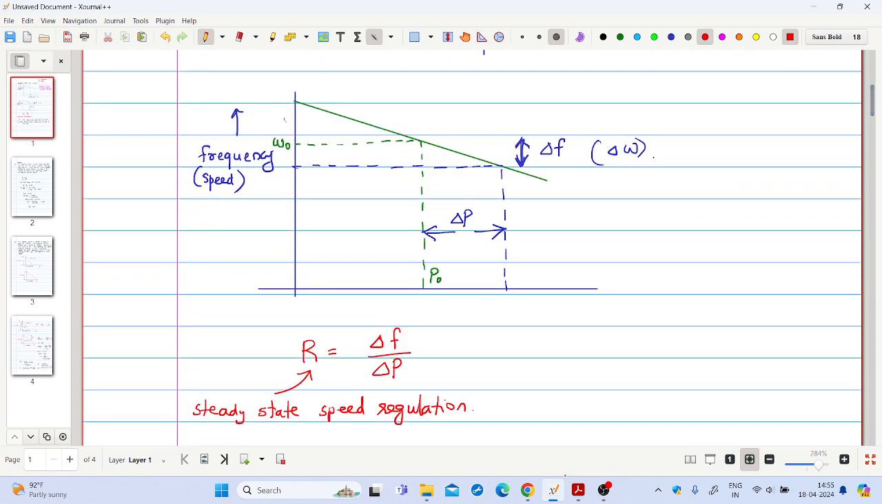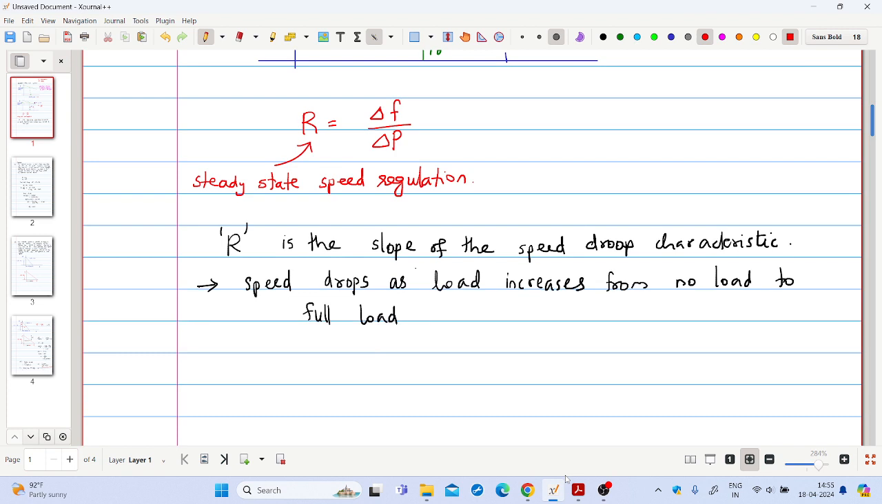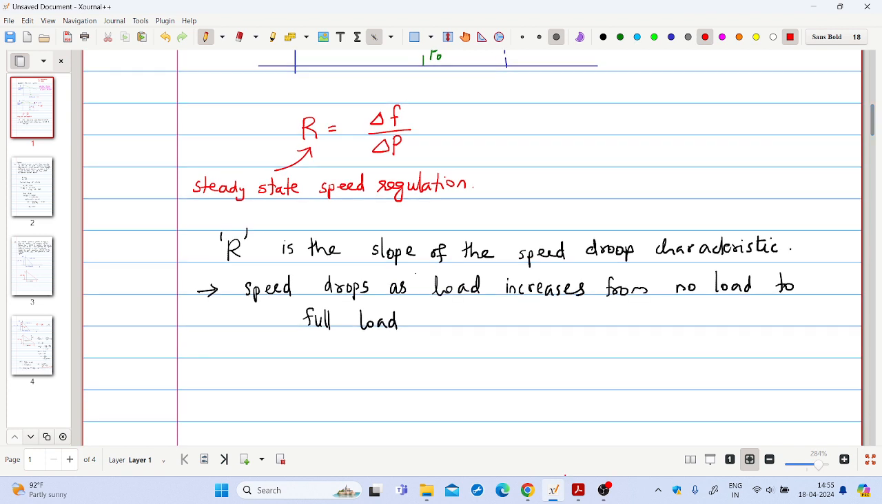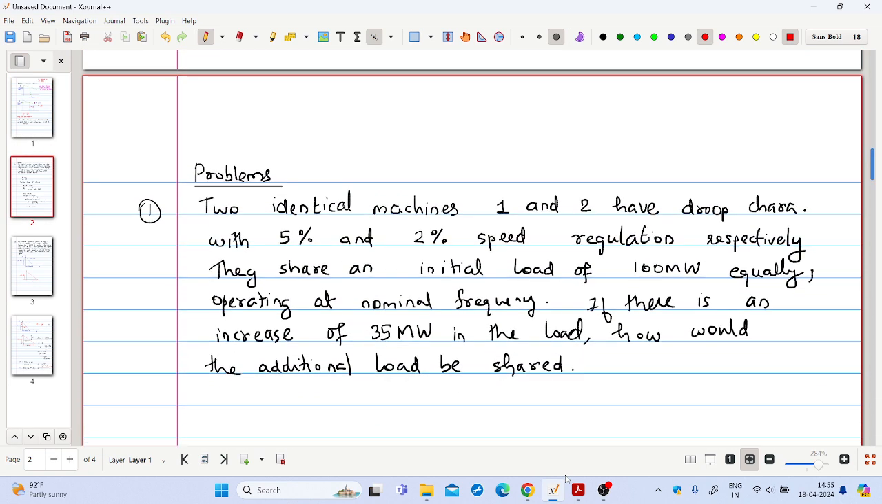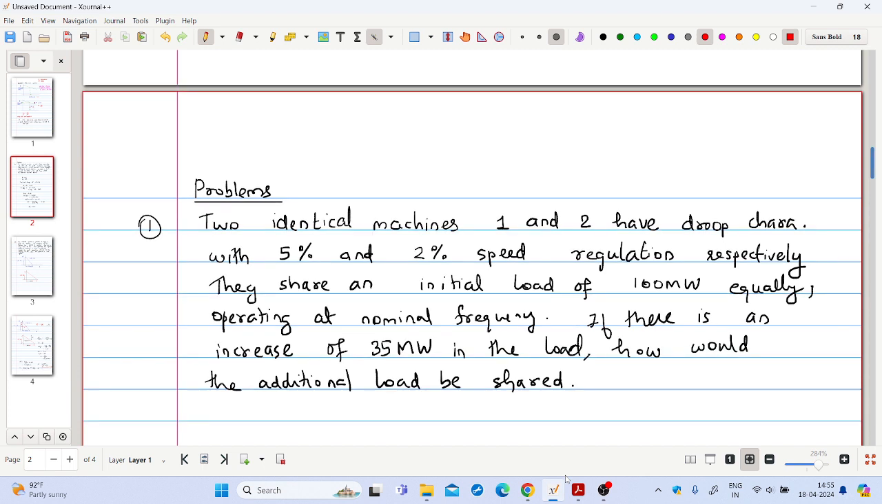When the load changes by an amount delta P, the frequency changes by an amount delta F. So the slope of this straight line is delta Y by delta X, that is delta F by delta P, and that is denoted by the symbol R, and it is known as steady state speed regulation of the governor. So R is equal to change in frequency by change in power output. Okay. So R is the slope of the speed drop characteristics, and the speed drops as load increases from no load to full load. So we will see some numerical examples to familiarize this concept.